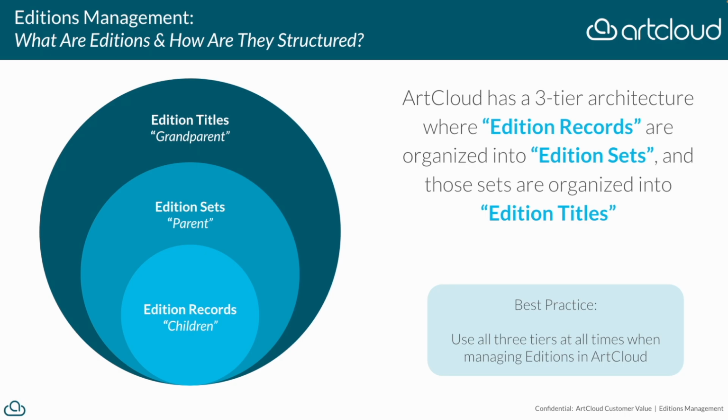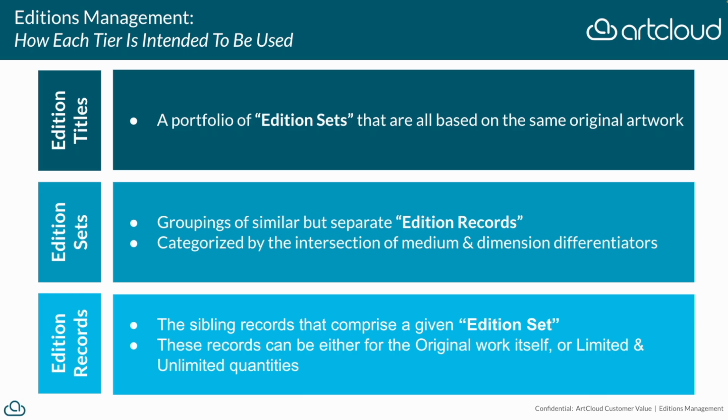As a best practice, we recommend you use all three tiers at all times, so your data is uniform and you have a consistent experience and methodology when working with the editions feature set in ArtCloud. Each of these tiers are designed to be used in a specific way. Edition titles are each a portfolio of the edition sets that are based on the same original work. Edition sets are groups of edition records that are categorized by the same medium and dimension. And edition records are the individual editions themselves, either original, limited, or unlimited, that comprise a given edition set.